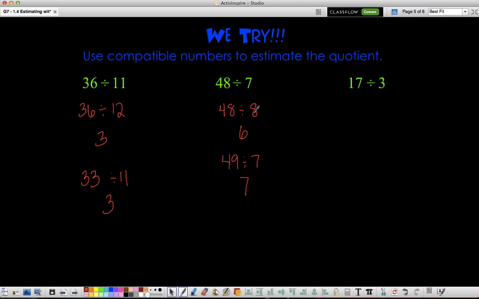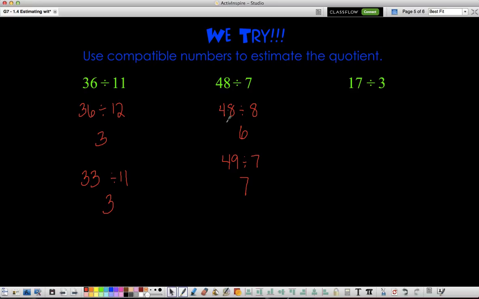Okay, so since you made your divisor bigger, when you make your divisor bigger, your quotient is typically going to get smaller because you're putting more into each group. So if this is the case, then you're underestimating. Here I made my dividend bigger, and so I'm overestimating. So you really want to be careful with which one you use.